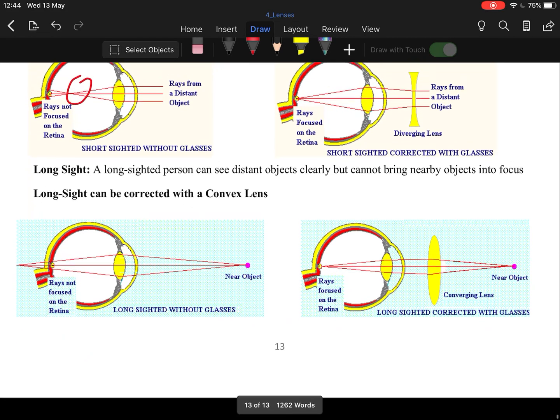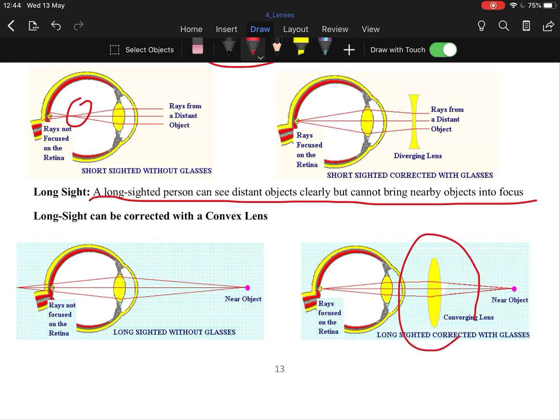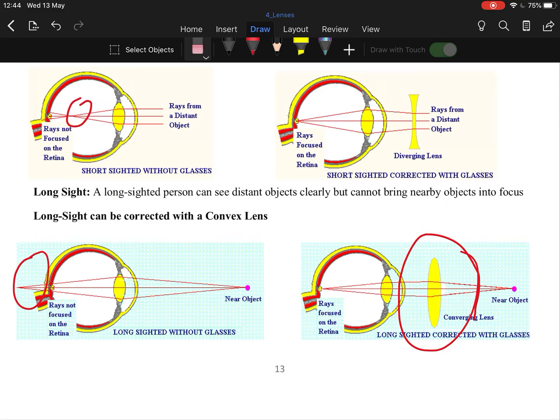Long-sighted is the opposite. Long-sighted, you can bring distant objects in. A lot of people who are old suffer from long-sightedness as you get older, where you can't read books and stuff because it's too close to your eyes and you can't focus it in. So that's where you have reading glasses. You get a convex lens because your image is forming at the back of the eye, and that's it.